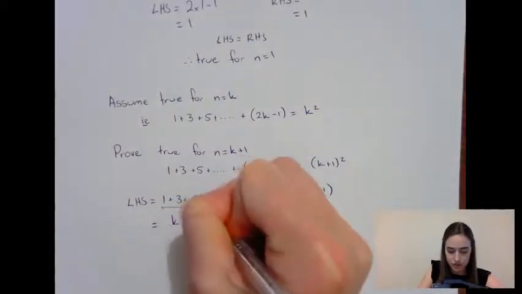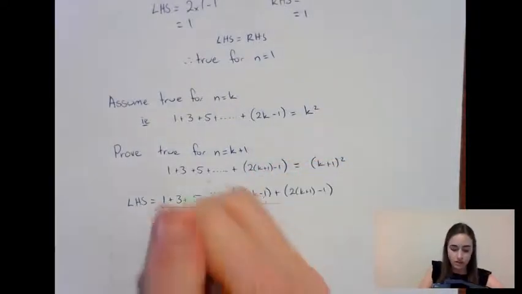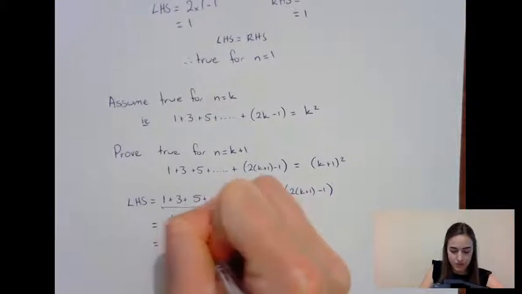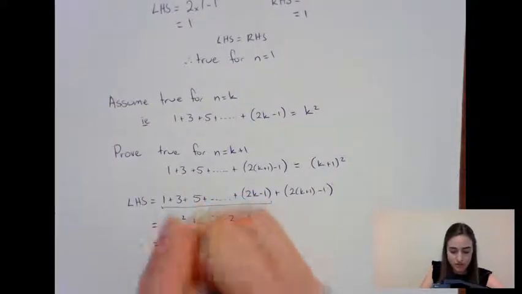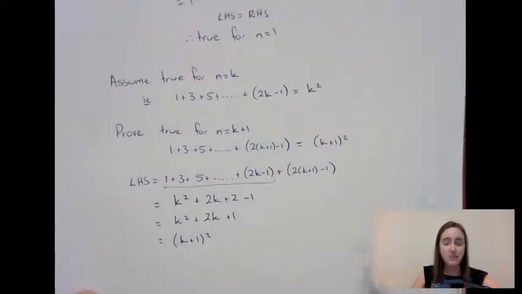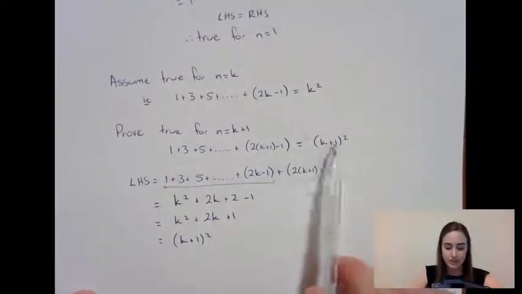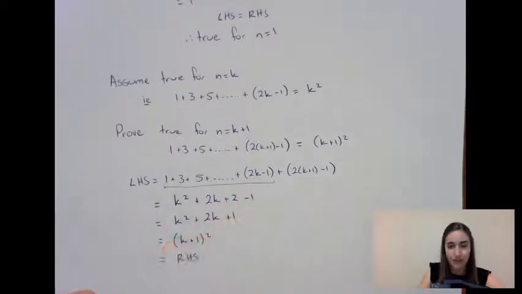So I'd have plus 2k plus 2 minus 1. If we simplify that again, we'd have k squared plus 2k plus 1. And we know that that's a quadratic and it's a perfect square, so it can be simplified as k plus 1 squared, which is exactly what we were aiming for. We were trying to prove that this statement was equal to that. So we're going to write equals right-hand side.